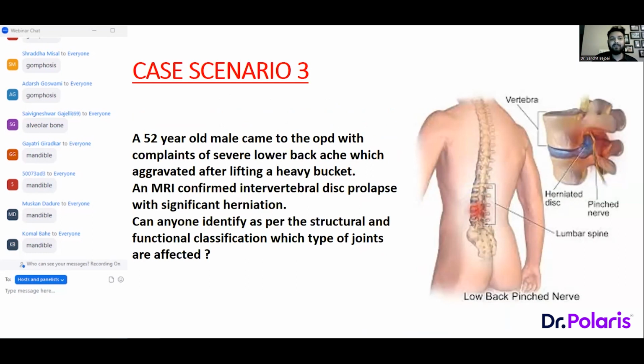Now, can anyone tell me, as per the structural and functional classification, which particular type is this herniated disc? What will this herniated disc be by functional, and what is the structural? Okay, we have Vivek again answering first: secondary cartilaginous. After that, Sai Vigneswar, secondary cartilaginous joint. Then Vinayak saying the same answer. Muskan saying symphysis. Gayatri saying fibrous. So symphysis and secondary cartilaginous are both the same. So it's the right answer. Can anyone tell me what exactly is the functional classification?